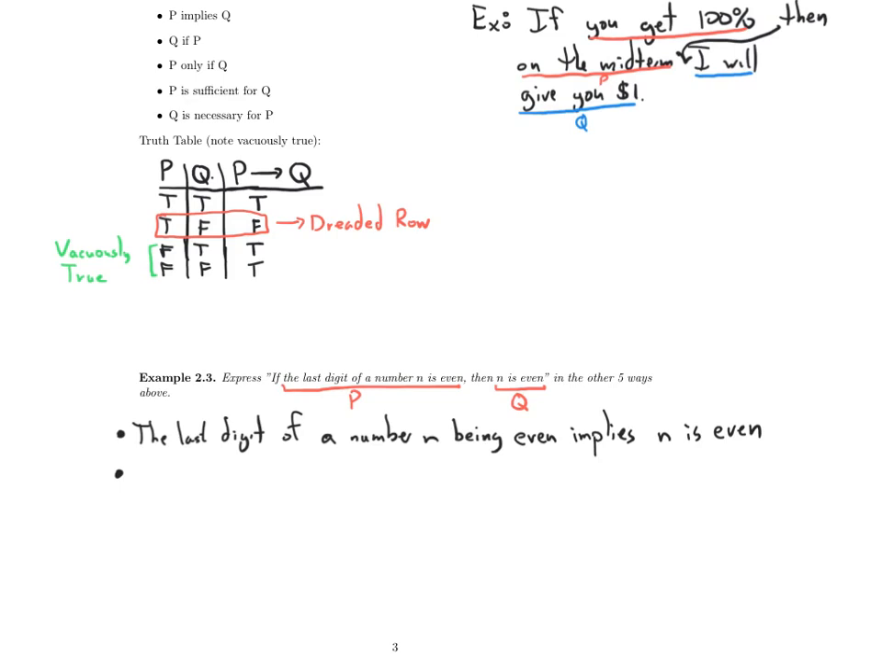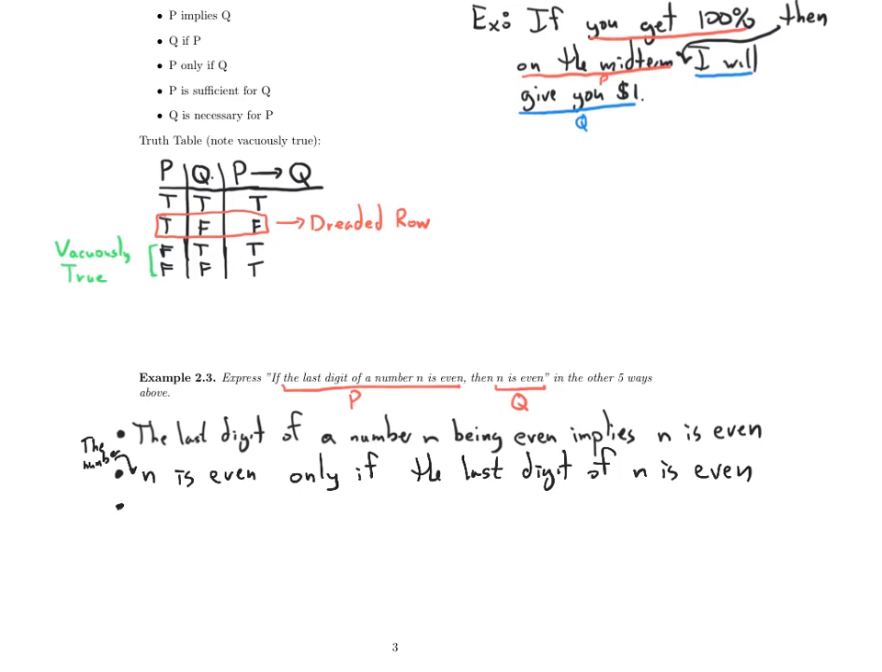Okay, so the next one is n is even. That's Q. Only if the last digit of n is even. And we should say what n is, so maybe here we could say the number. The number n is even, only if the last digit of n is even. Again, all these mean the same.